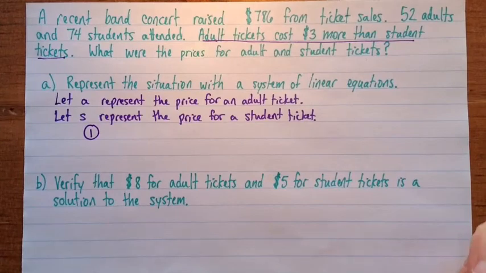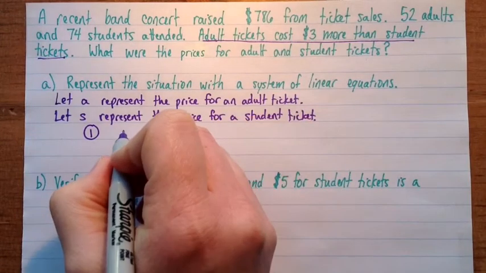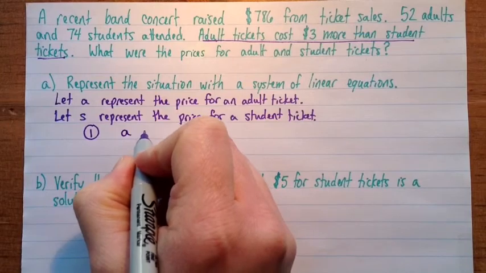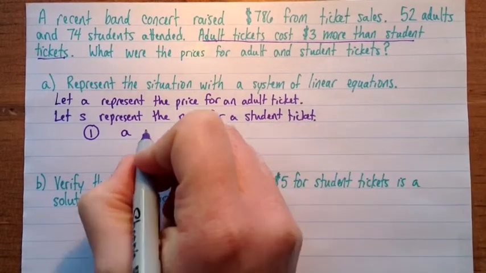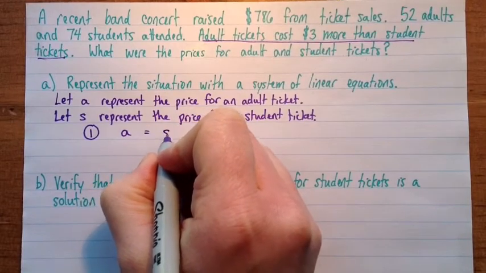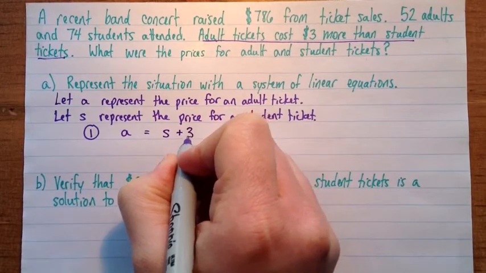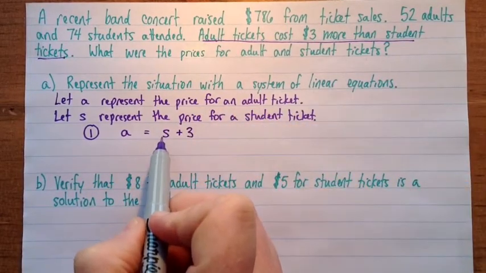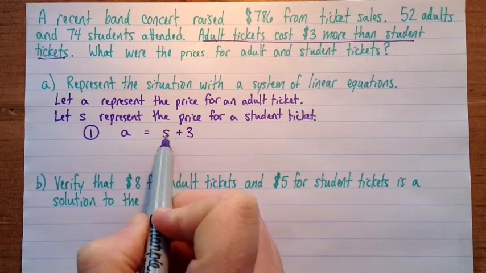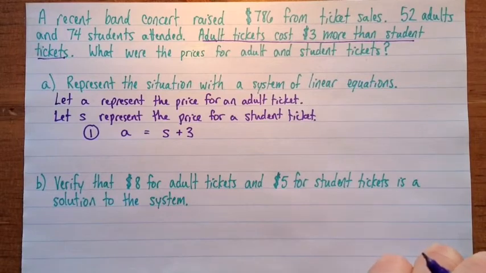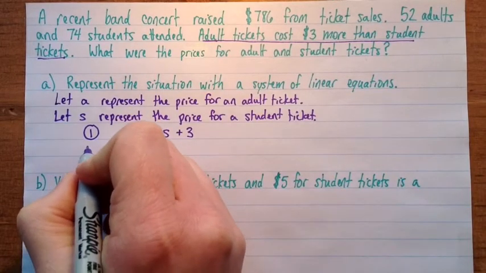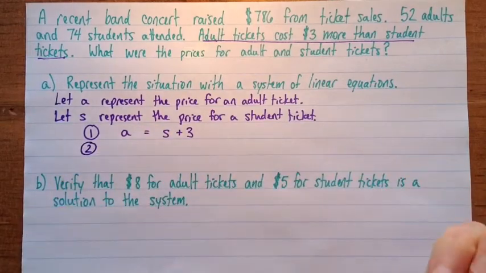Adult tickets are $3 more than student tickets, so that means that the price of an adult ticket is the same as a student ticket and then $3 more. So it'd be A equals student ticket plus 3, S plus 3. So for example, if a student ticket was $2, 2 plus 3 would be 5, the adult ticket would be $5. So now the second equation is a little bit more complex.